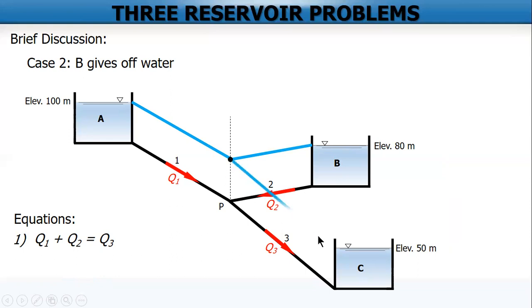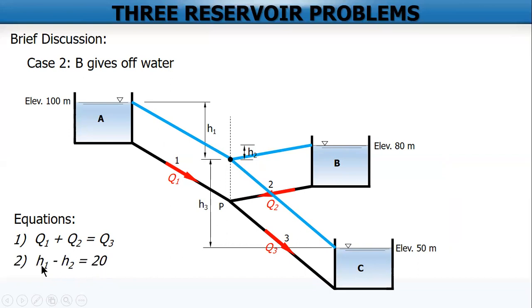And then for C, H1, this one, H2, and then H3. So equation 2 is: H1 minus H2 equals 20, right? H1 minus H2 equals 20. And then H1 plus H3 equals 50.